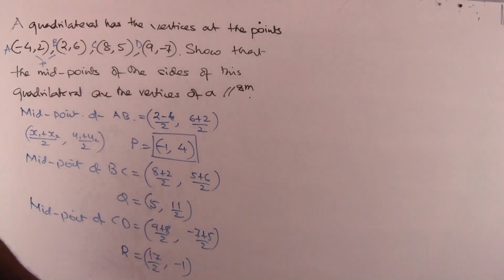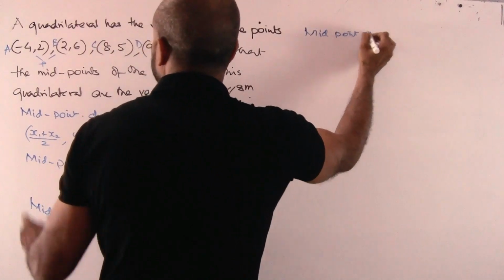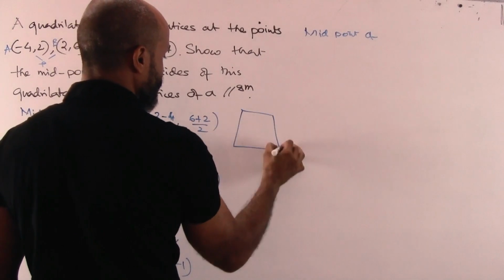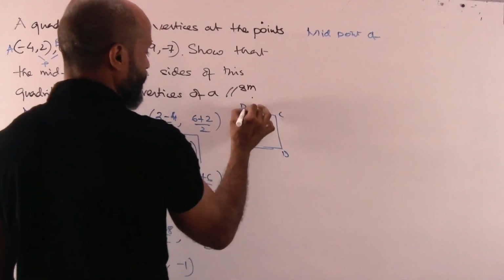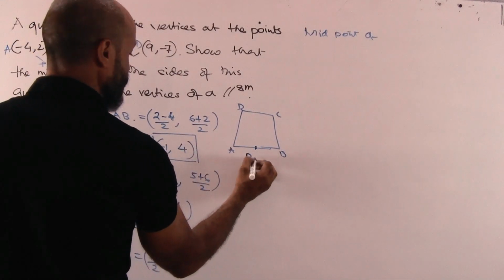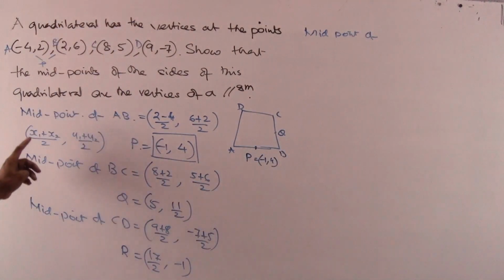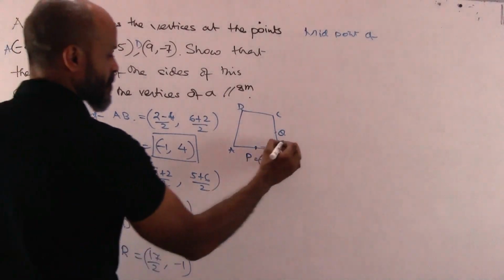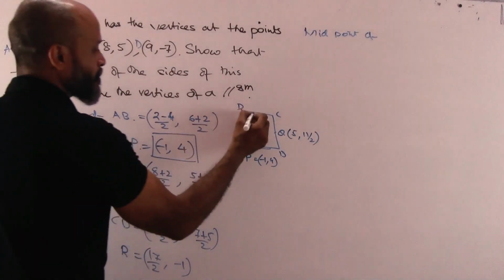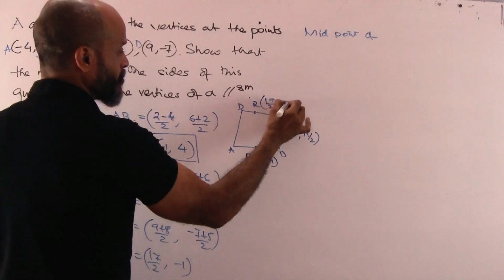In the same way we have the midpoint of... we have CD. So the quadrilateral looks like this: A, B, C, D. Okay. So for AB, we have P, which is minus 1, 4. Q, which is basically for BC, has got 5 and 11 by 2. Then we have the midpoint of CD as R, which is basically 17 by 2 and minus 1.